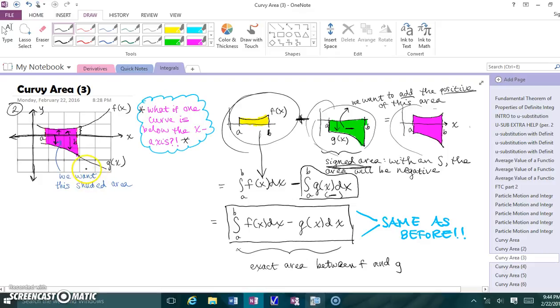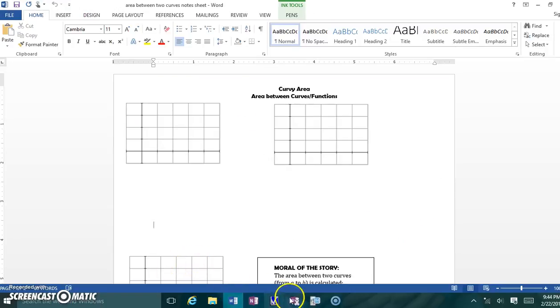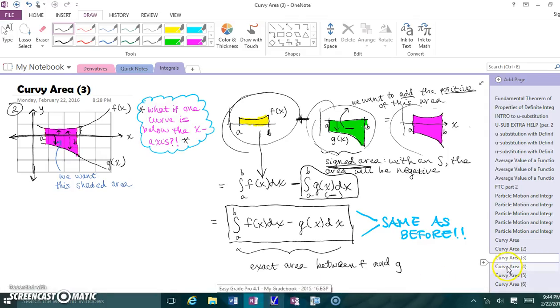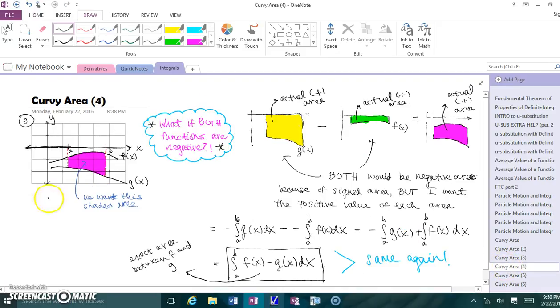Our next situation is going to be, what if both of our curves are below the x-axis? So now on our half sheet, I'm down here. So next one. For the last example here at number 3, both of our functions, like I said, are going to be below the x-axis here, so they're both negative. As before, I'm going to want the shaded area between the curves, which I shaded in purple here, from my left endpoint a to my right endpoint b. Now, you can see it's going to end up being the same thing, but let's see why.